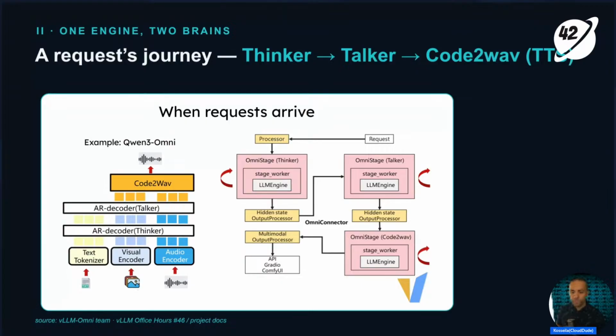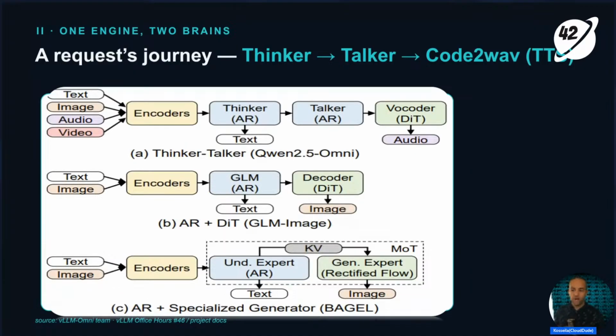You can also find other examples like thinker, talker, AR plus DiT. Thinker, talker is just using the Qwen Omni architecture, and then the AR plus diffusion transformer is with the GLM image. And then you have a very special case with a mixture of transformers using Bagel, where the KV cache is shared between the understanding expert and the generation expert.